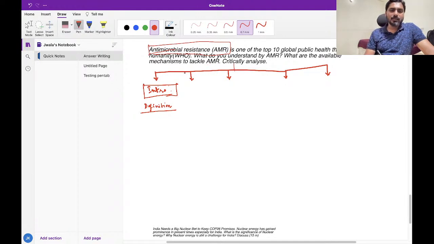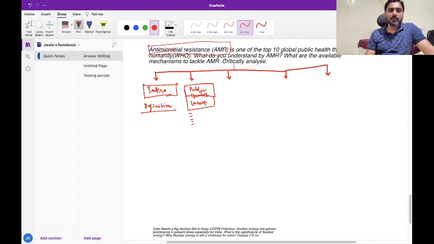So here you can go for elaboration of what is the possible negative effect, or how or why it is a public health threat. You can give some arguments here. So you can make a subheading, and then you can give the argument for why this can be one among the top 10 public health threats.